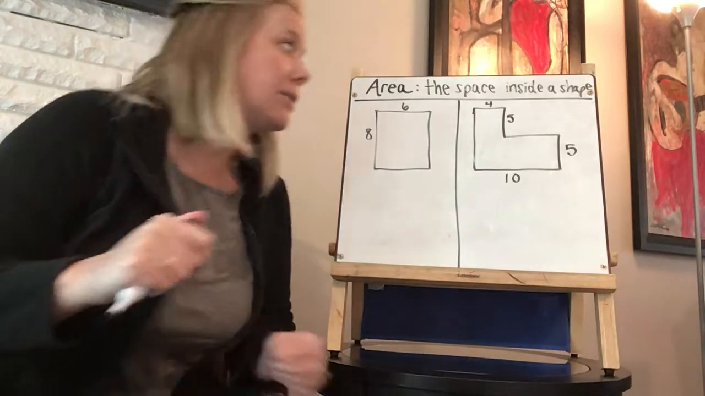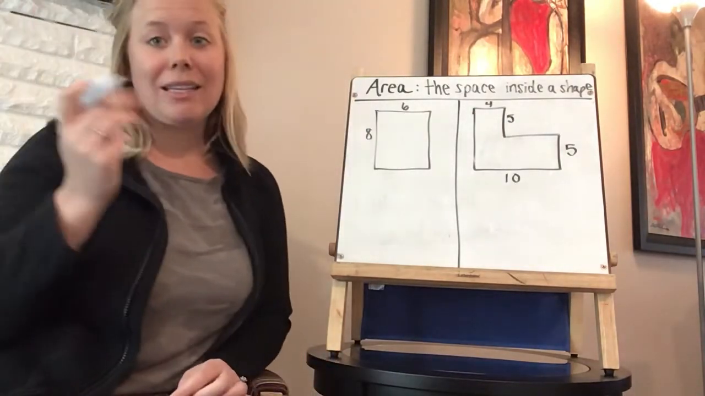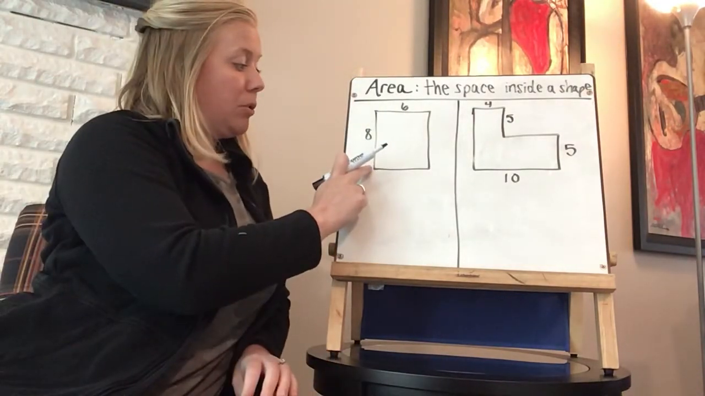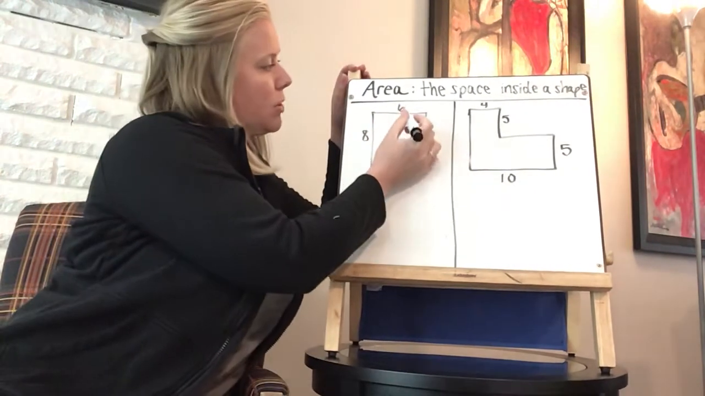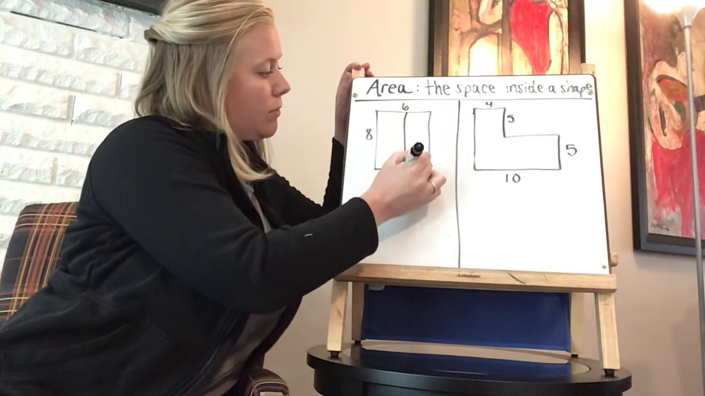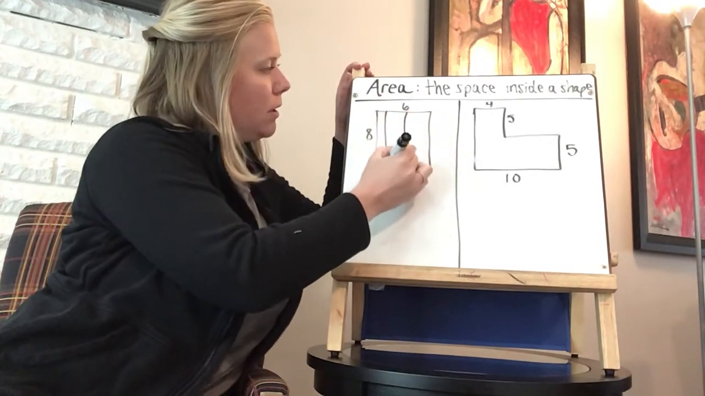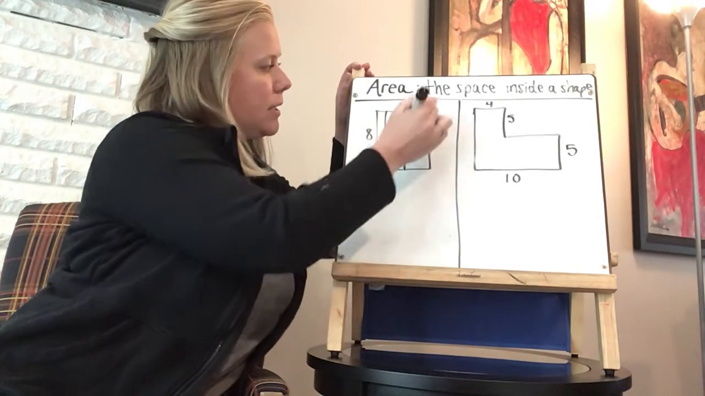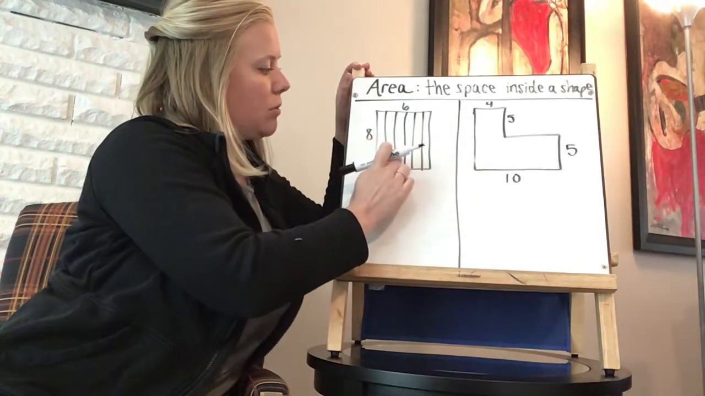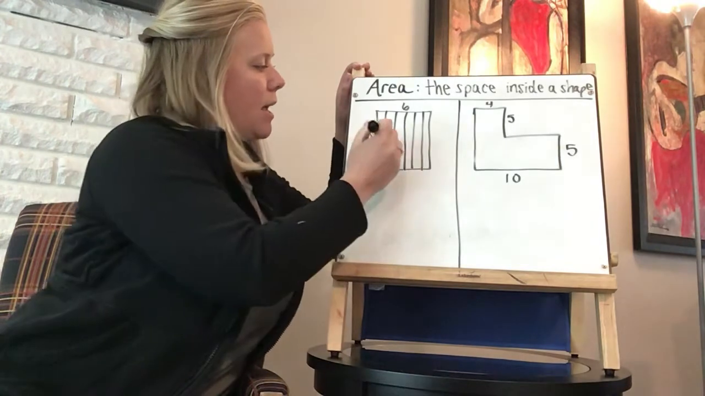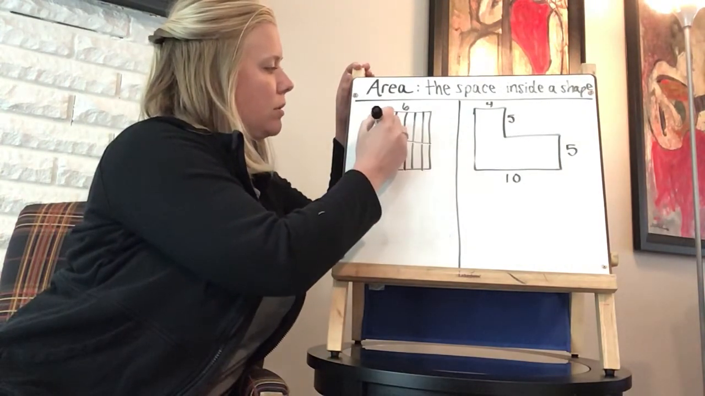we think about it as an array and we just do length times width. So we multiply the length times the width. So if I were to fill this in and view it as an array, if this helps you, it is like saying there are 6 columns. 1, 2, 3, 4, 5, 6. And there are 8 rows.